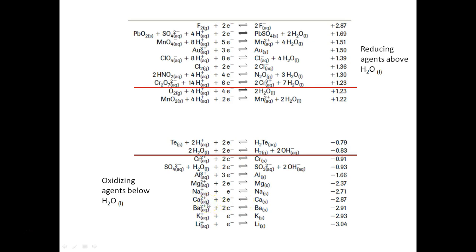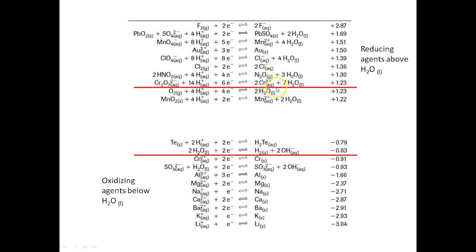I'd have to take a salt, for example, calcium chloride, because I can also see chlorine is above water on my reducing agent, so water would get in the way if it was aqueous. But if I took calcium chloride and I melted it, and I made molten calcium chloride, then I'd only have calcium ions present, and I have chloride ions present. Water would not be there to get in the way, and I could then force the reduction of calcium ion and the oxidation of chloride ion.